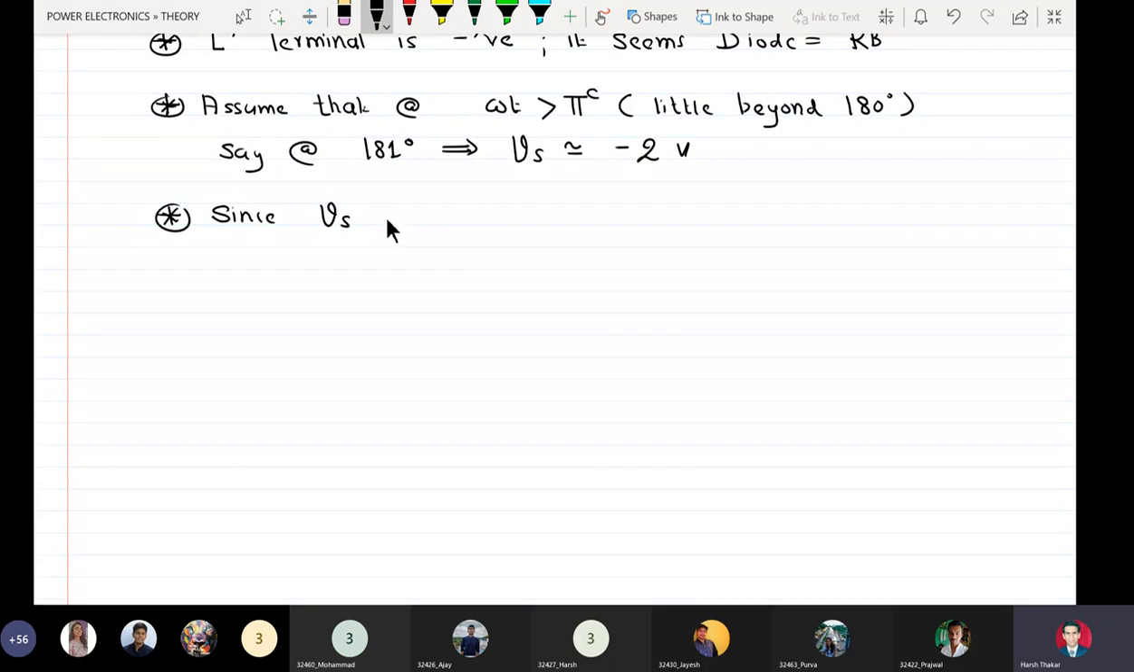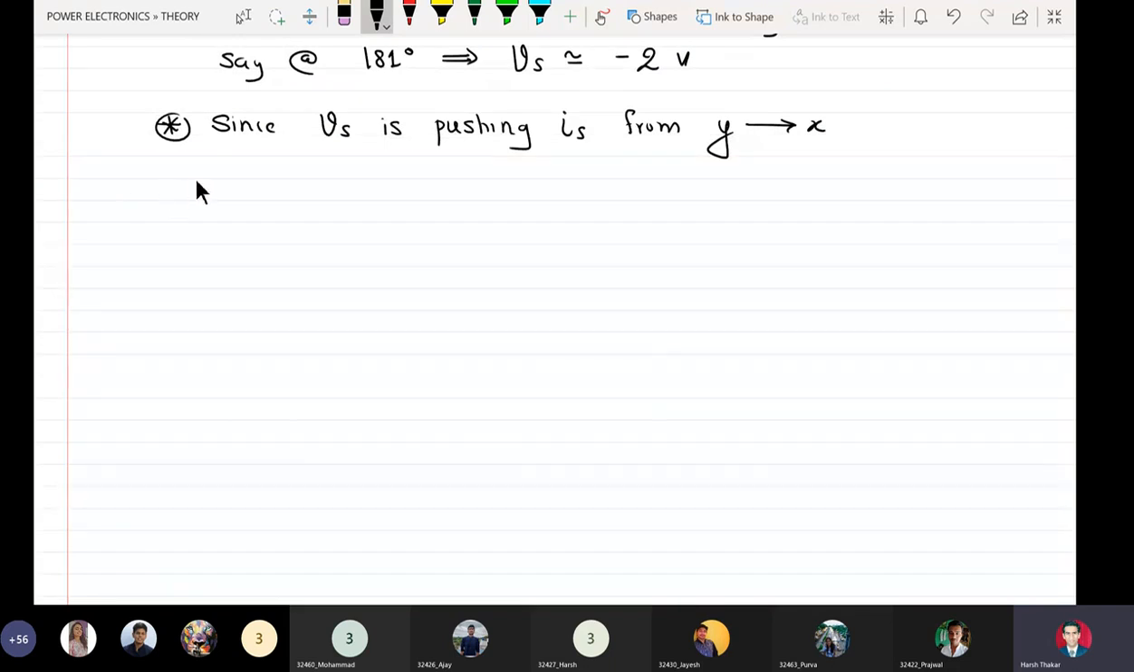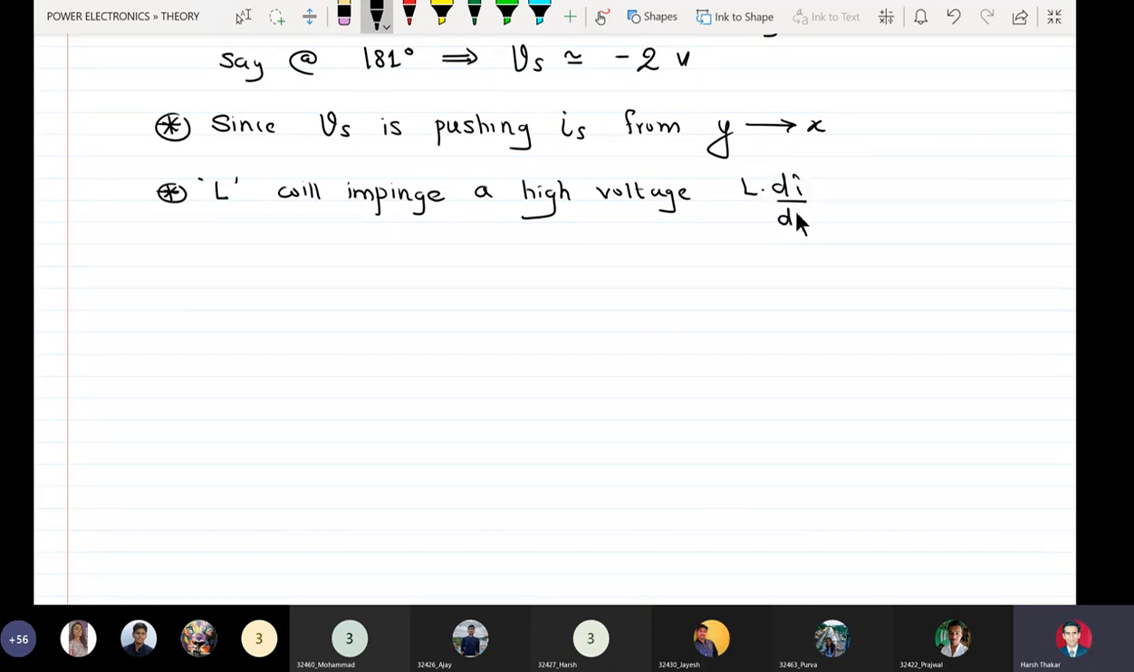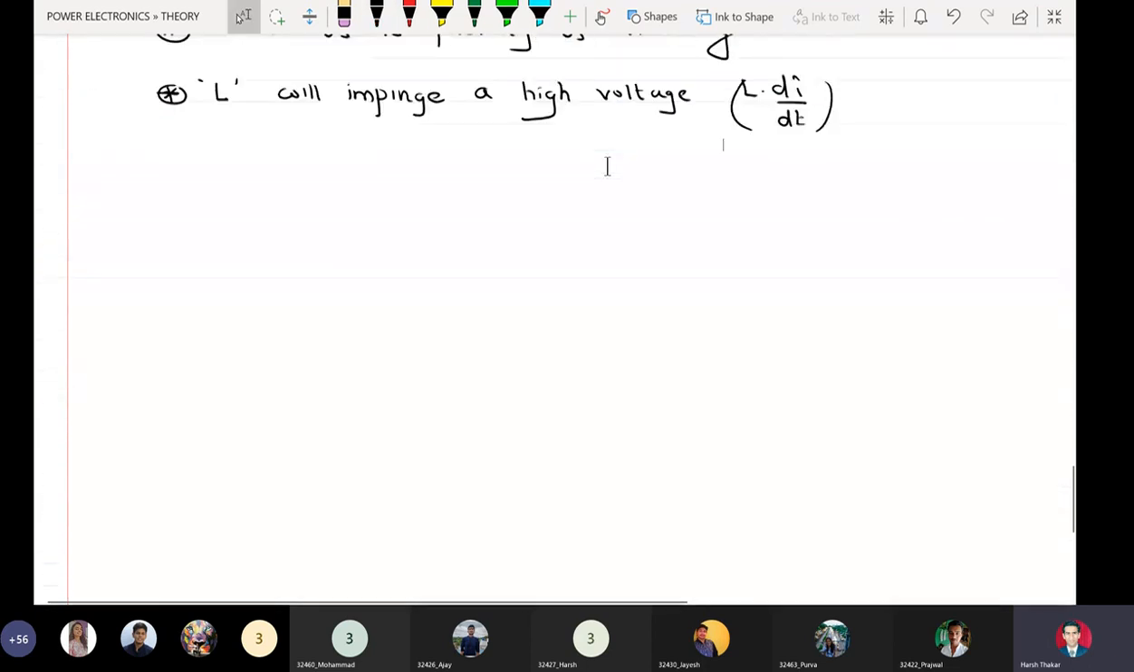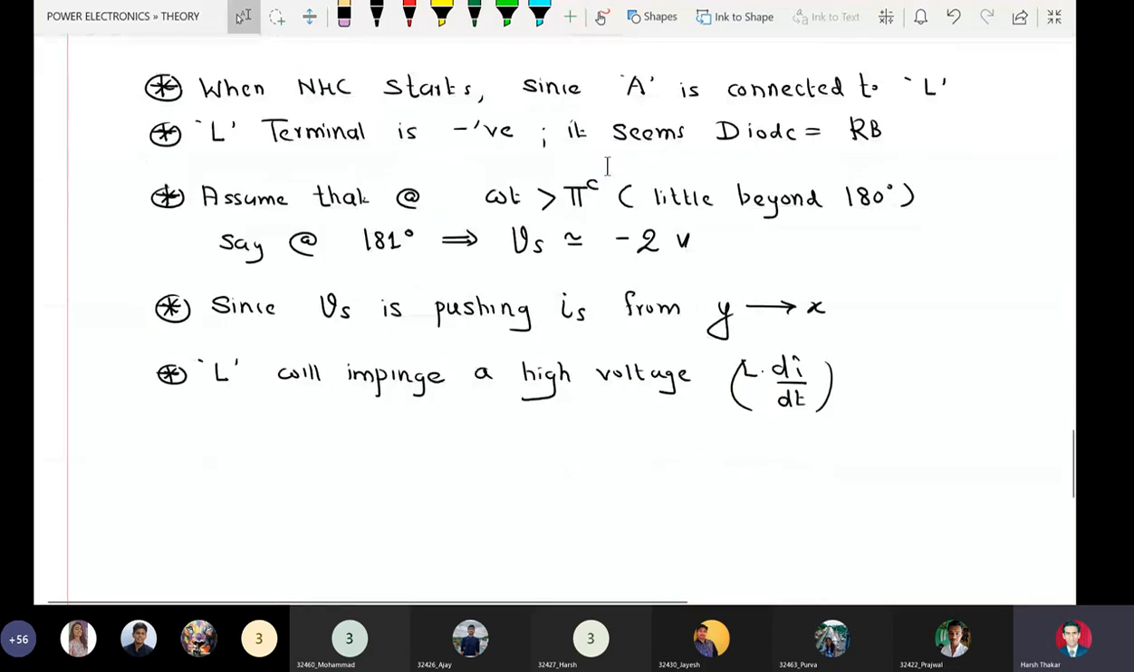Okay. Now since the source voltage is pushing the source current from node Y to node X, L will impinge a high voltage L di by dt. Okay, fine. Redrawing the circuit now.